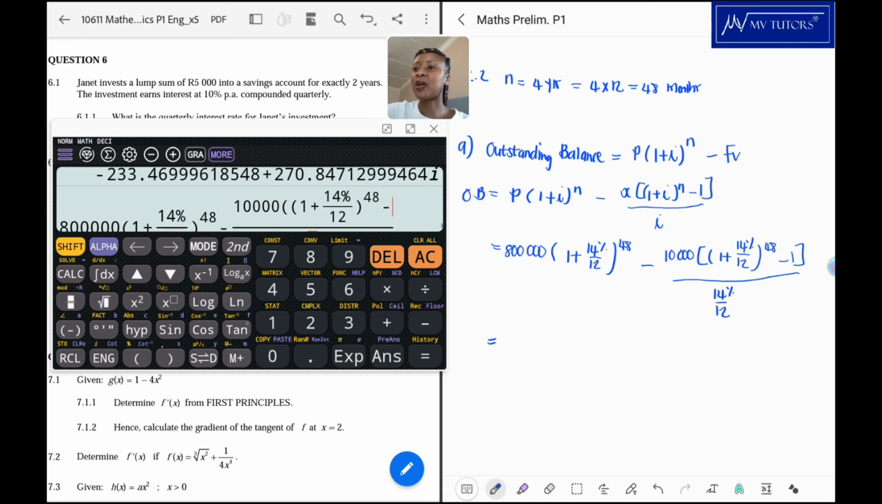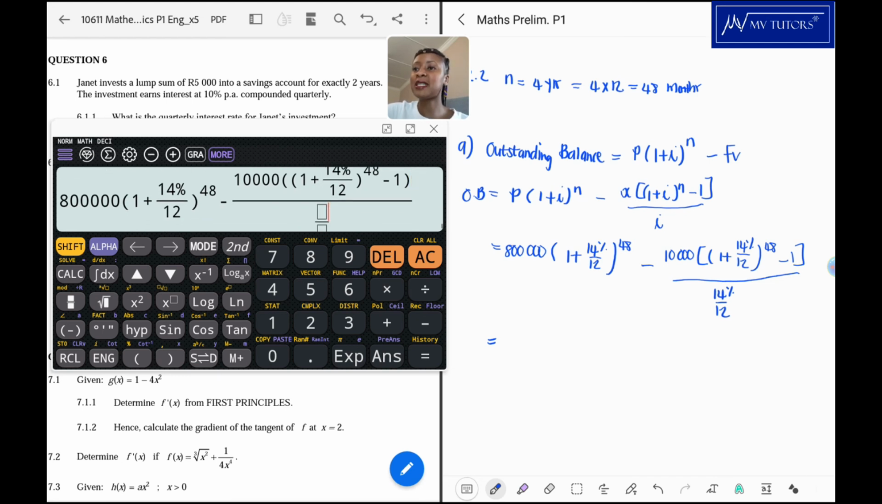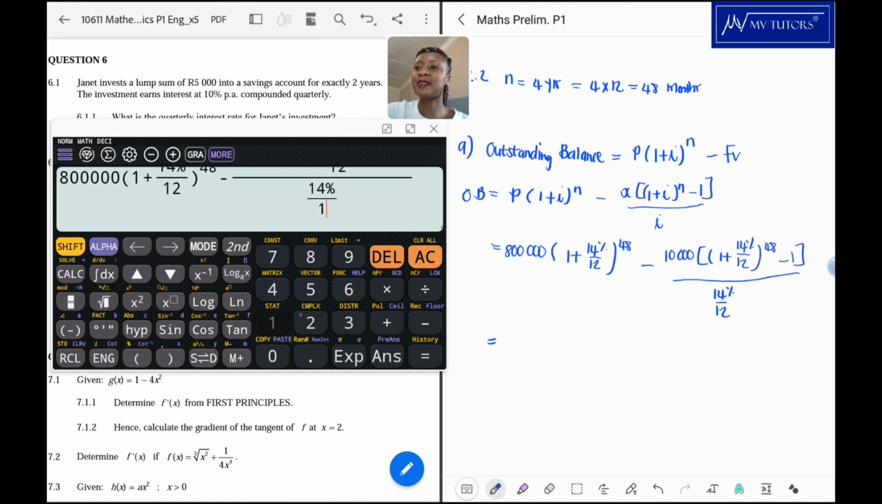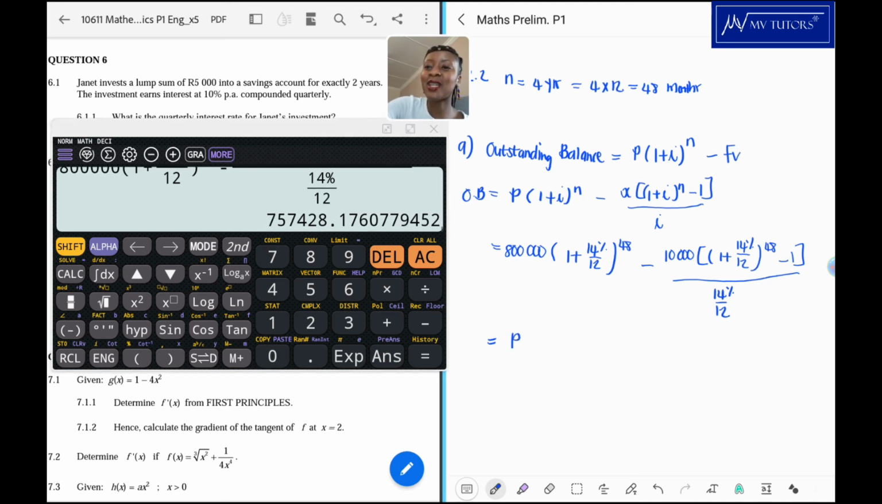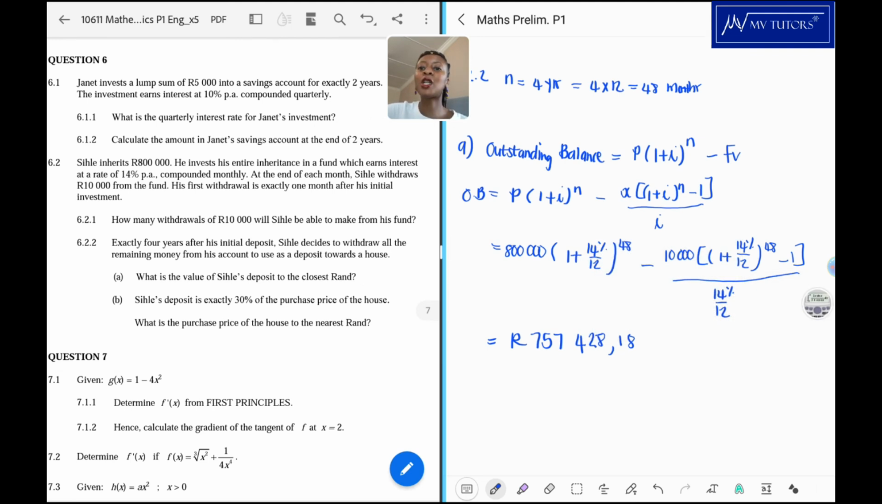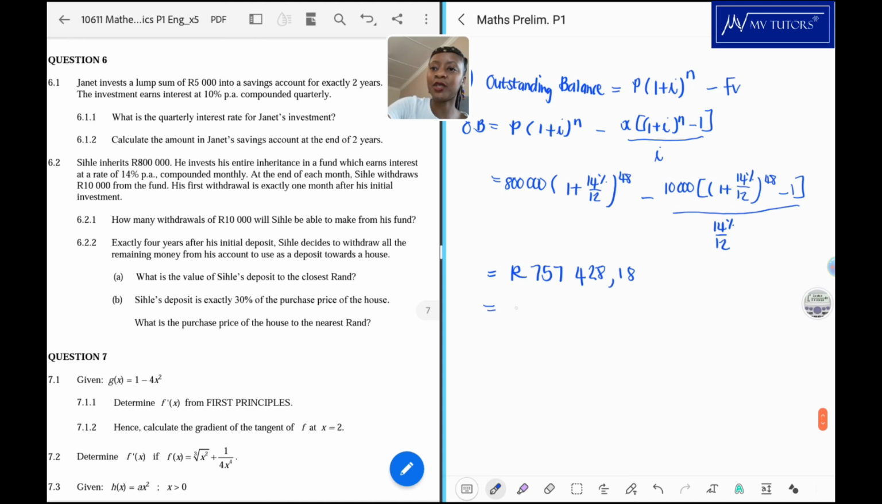Okay, we have minus 1, and then we're closing that bracket. Okay, all over 14% over 12. Okay, we survived. So now the outstanding balance that he has at 48 months is 757,428 Rand, 18 cents. Now remember, they said to the closest Rand. So we're not putting in those cents.